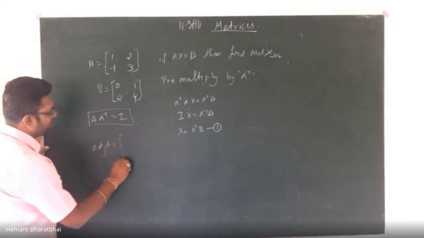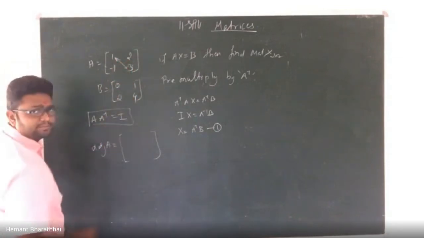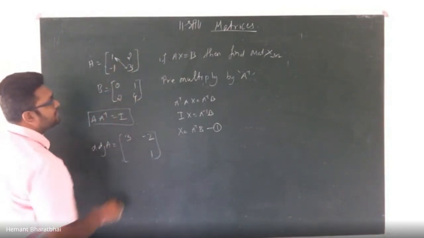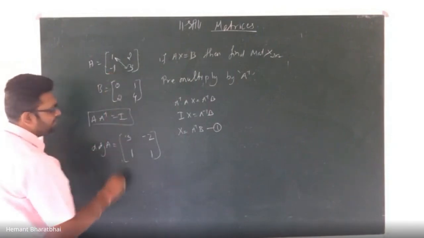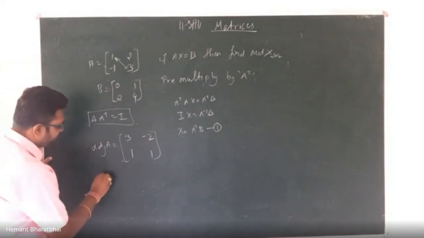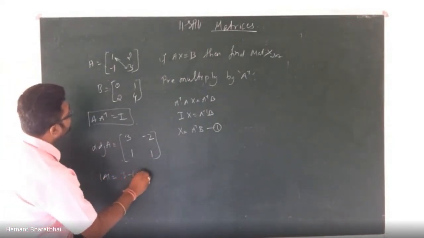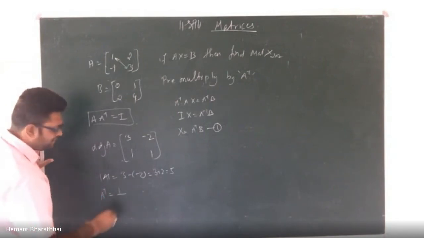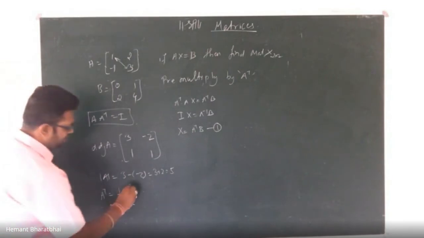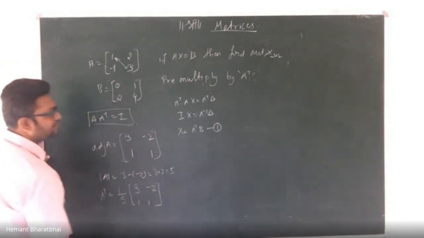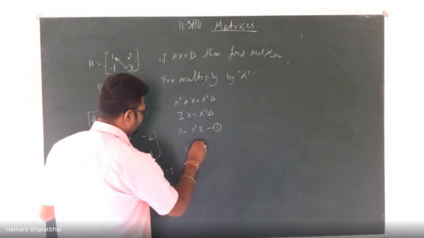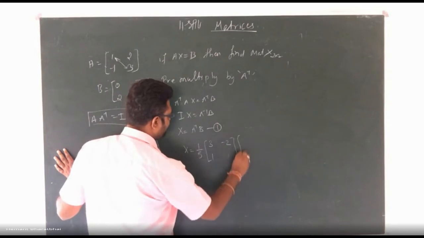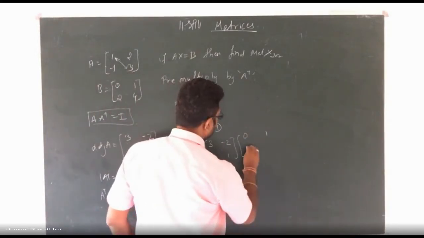So for A inverse, first we need to find out adjoint of A, which is simple. We just have to swap the positions of the principal diagonal, and we just have to change the signs of the non-principal diagonal. So plus 2 will become -2 and -1 will become +1. Determinant of A is 3 minus -2. So that will become 3 plus 2, which is nothing but 5. So A inverse will be nothing but 1 upon determinant of A, that is 1 upon 5, into adjoint of A, that is 3 minus 2, 1, 1. So let's substitute the value over here. So I'll get X is equal to A inverse as 1 upon 5 into 3 minus 2 1 1 into matrix B, that is 0 1 2 and 4.